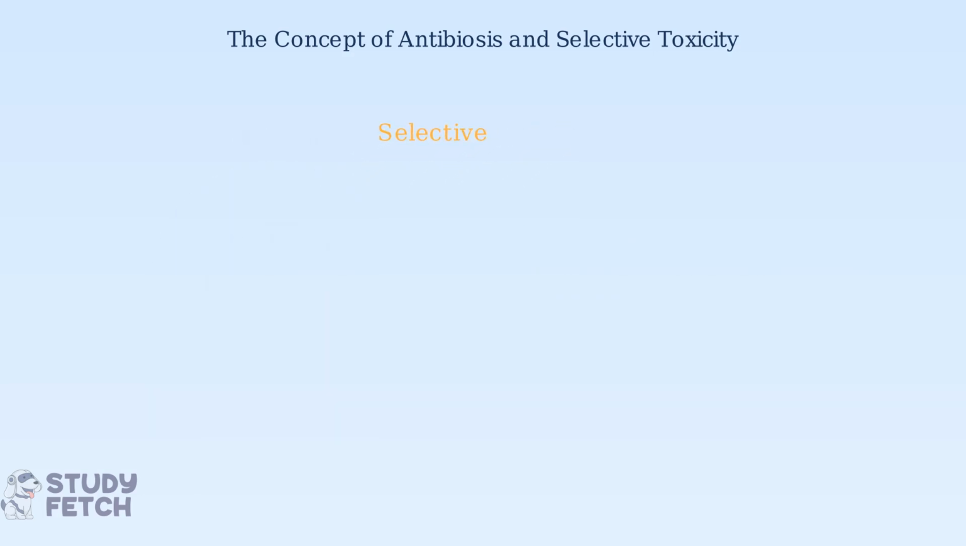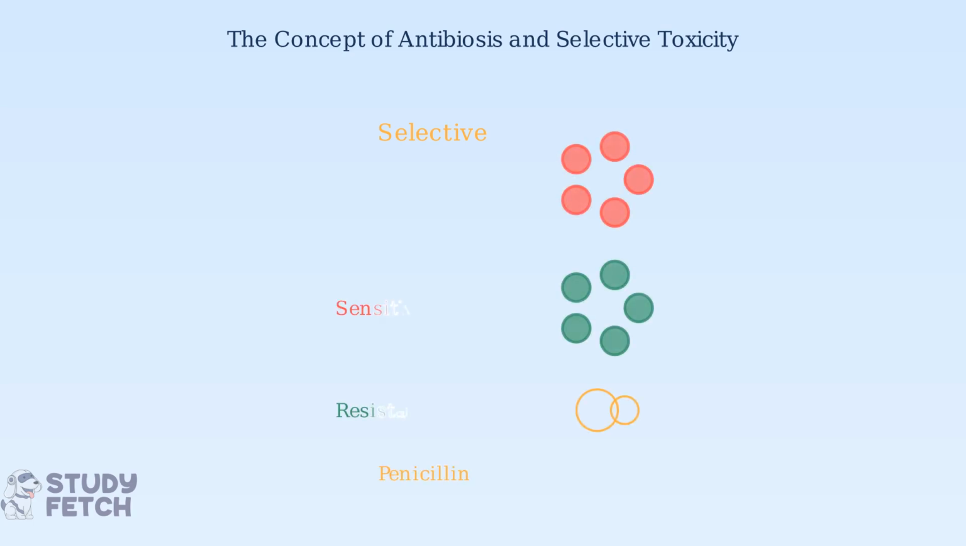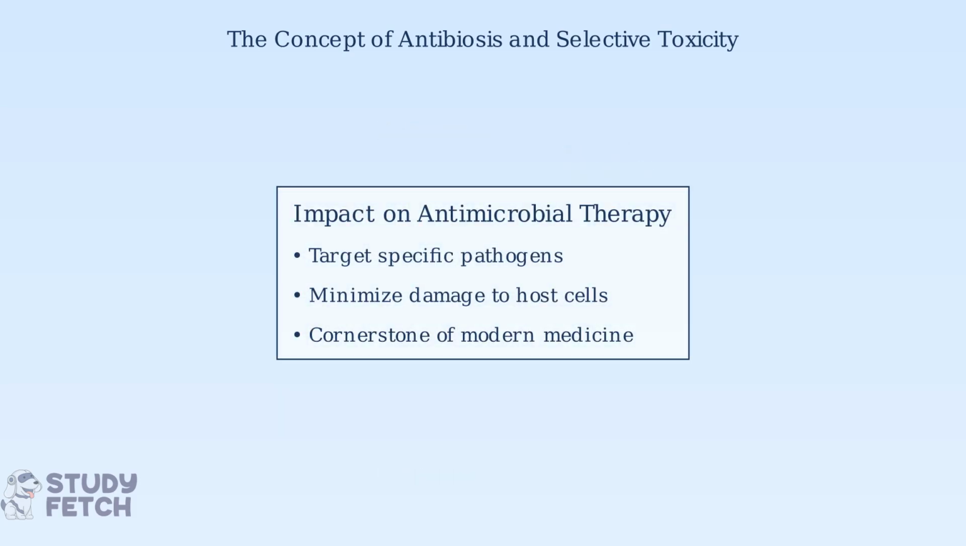Fleming's key contribution was demonstrating selective toxicity. Penicillin could inhibit certain bacteria while leaving others completely unharmed. This selective action happens because penicillin targets specific structures in the cell walls of some bacteria, but not others. The bacteria that are affected are those sensitive to the antibiotic. This principle of targeting specific pathogens without harming the host became a cornerstone of antimicrobial therapy. It allows us to treat infections while minimizing damage to human cells.